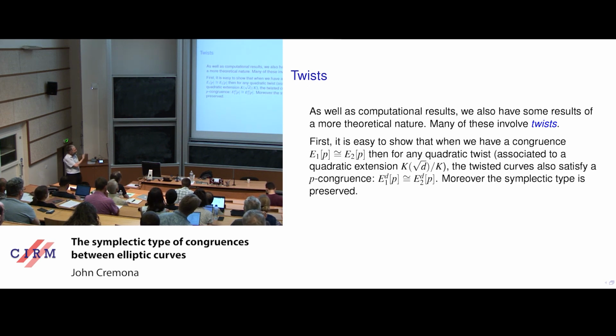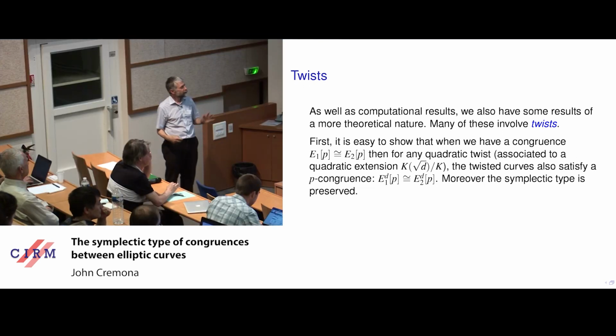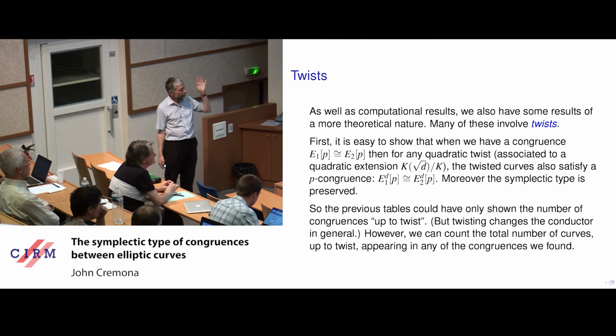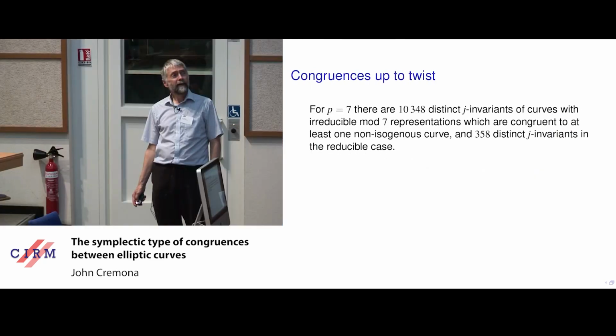So here, the fact I mentioned already is that if you take a congruence and you apply the same quadratic twist on both sides, you get another congruence, and it's the same symplectic type. Okay? So I could have just tried to show everything up to twist. As I said already, that's quite hard to do, but you can count the J invariants, so these are the numbers. How many different J invariants of elliptic curves with a mod 7 congruence did we find?